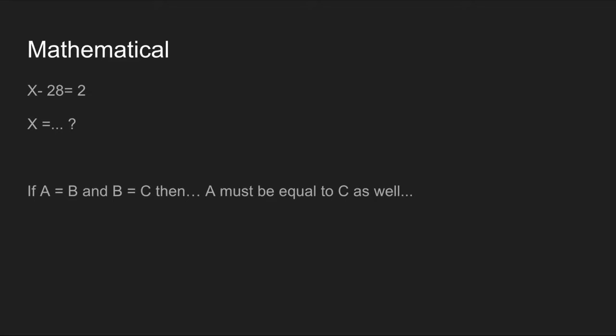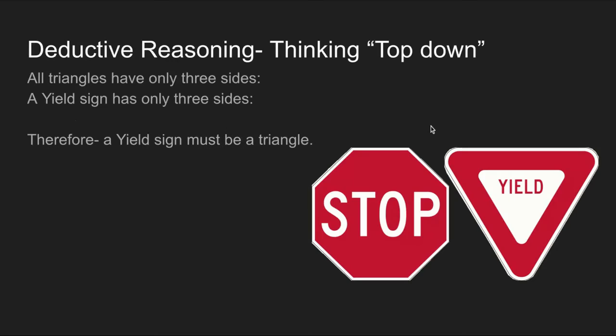Some more mathematical reasoning. This is called the transitive property. You might have heard of it, you might not. It says if A is equal to B and B is equal to C, then A must be equal to C as well. Because A and B are equal, A and C must also be equal because B is equal to C, right? So it all follows through. Okay, let's get off of math because we're talking about logic, and you can ask your math teacher about that if you want.